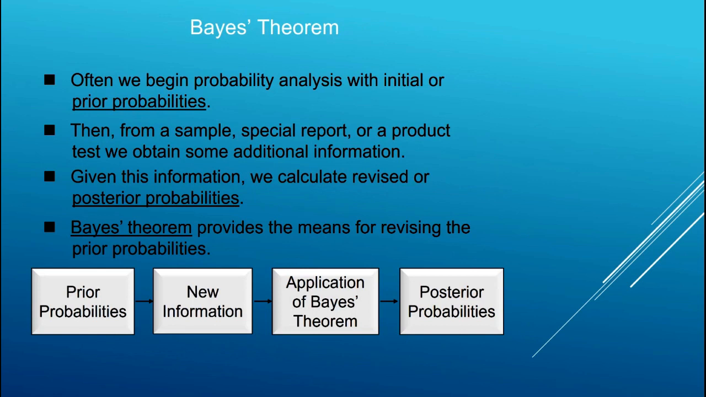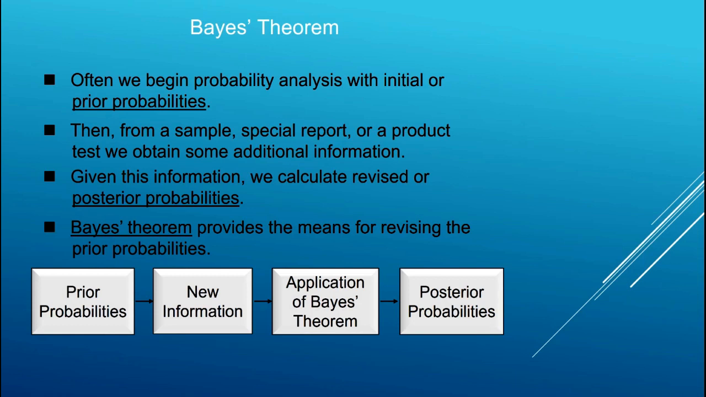Finally, I'm going to cover Bayes' theorem. Bayes' theorem is a way of taking subjective probabilities and updating them based on new information. We'll often begin our probability analysis with a subjective or prior probability. So another word for our subjective probability is our prior probability. Then we will collect some information from a sample, maybe a special report or a product test. And then given this information, we revise our posterior probabilities.